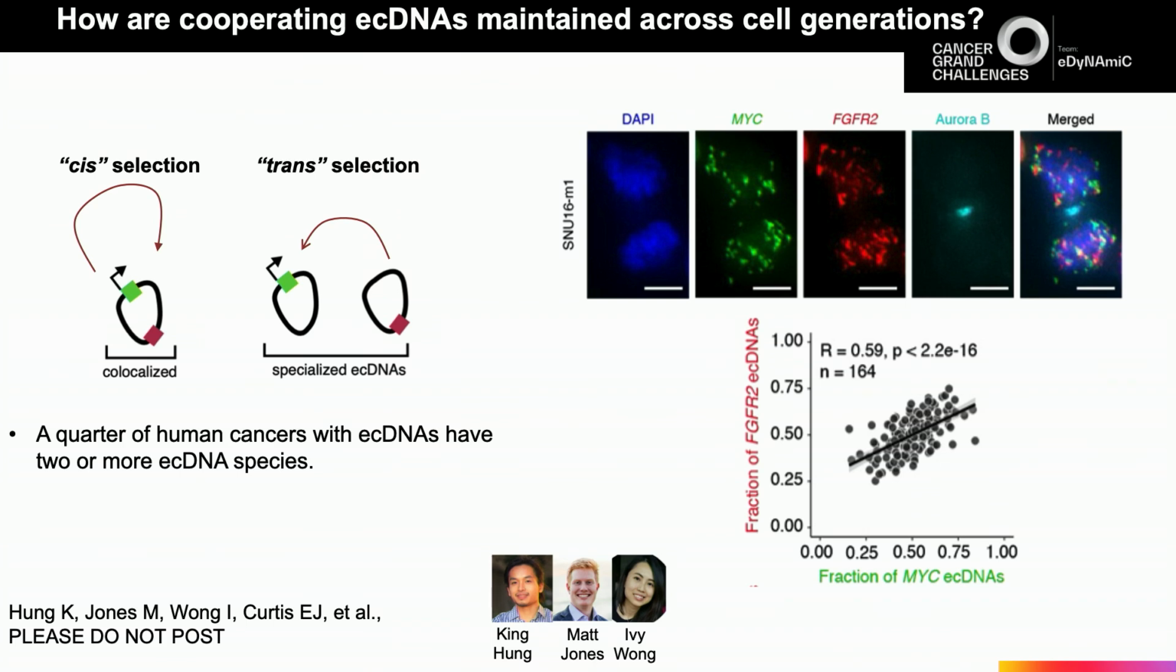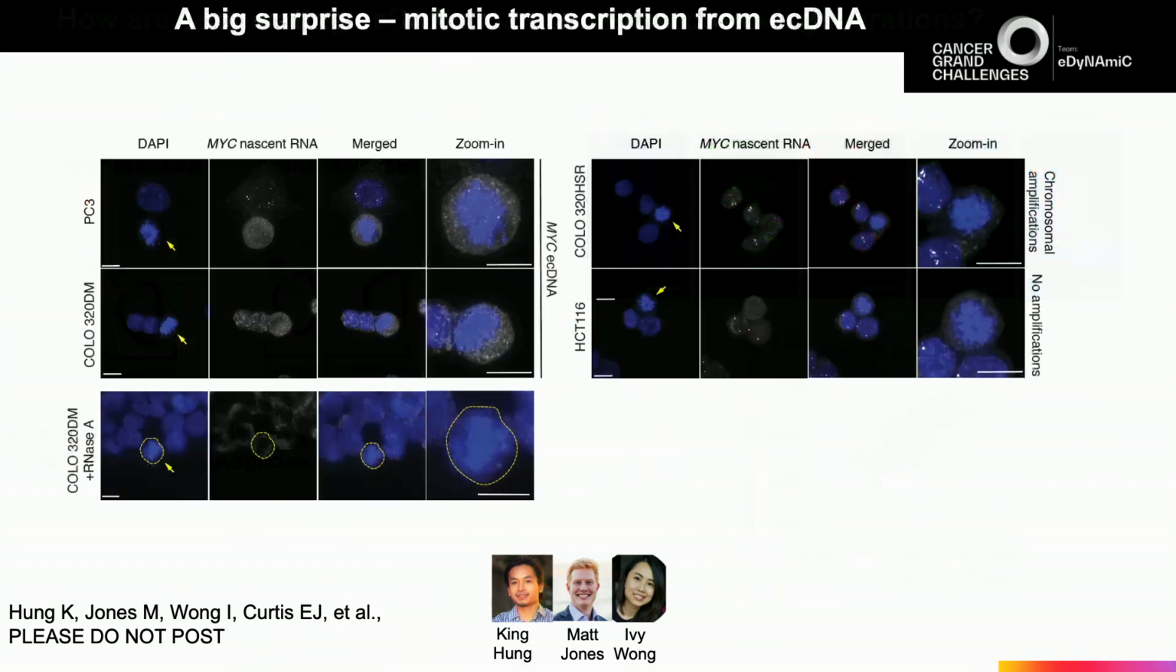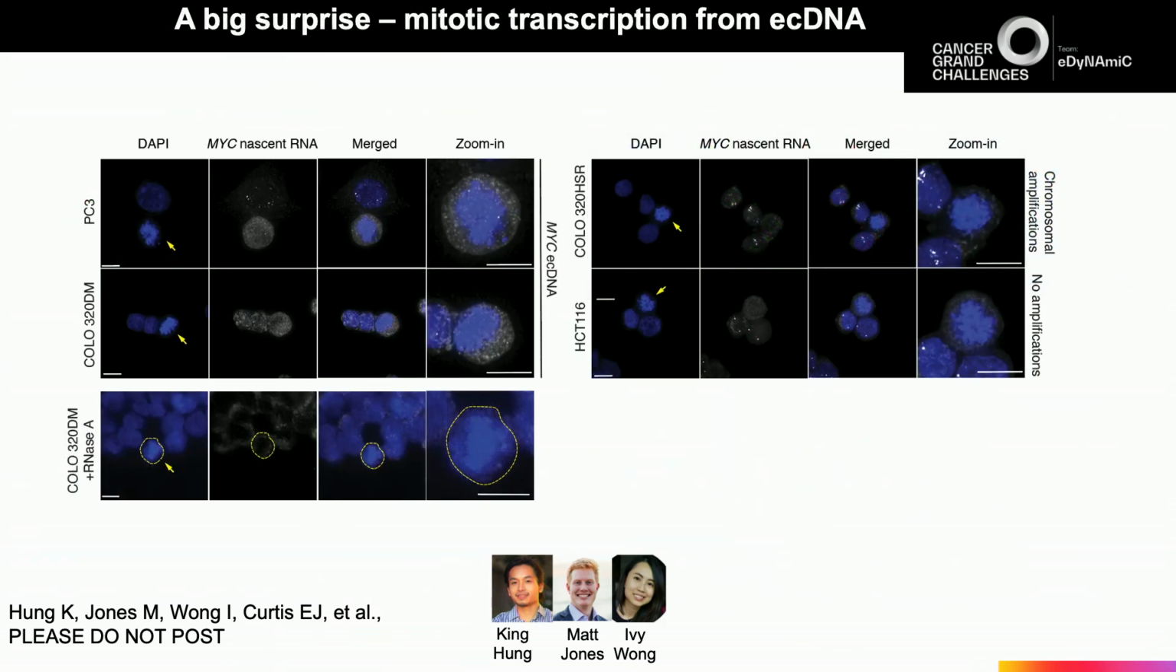And I should mention, this is work, again, by King Hung and Matt Jones in Howard's lab and Ivy Wong in my lab. And this was probably the critical piece of data that turned it. How does this actually work? So this is looking at nascent MYC transcript in these cells, and that's in gray. And I think what you can appreciate here is that the ecDNA continues to transcribe as it goes through mitosis. That's not happening when it's on chromosomes or in cells that don't have ecDNA. That's not supposed to happen, but it continues to happen.